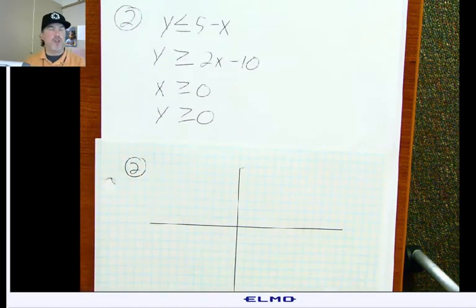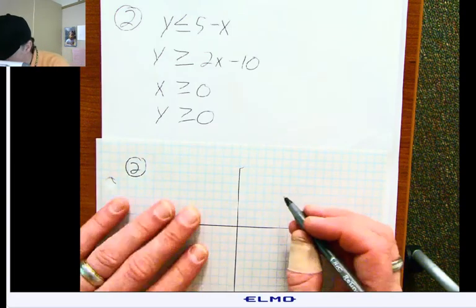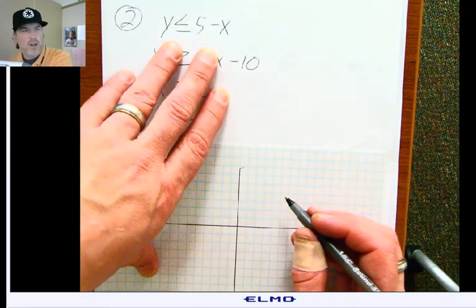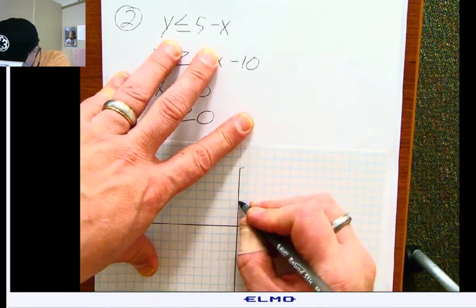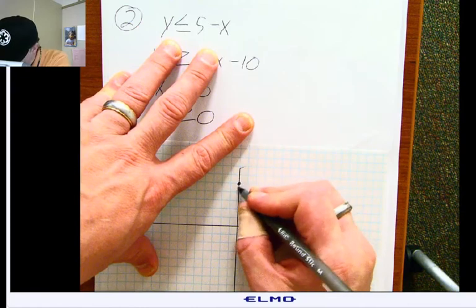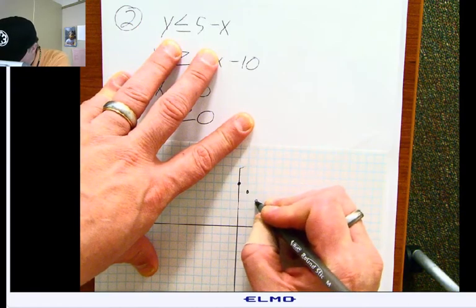Now, you don't want to use shading on this because it's going to get really complicated. We are going to use shading, but at the very last step. So first, y is less than or equal to 5 minus x. 1, 2, 3, 4, 5. Down 1 to the right 1, down 1 to the right 1.